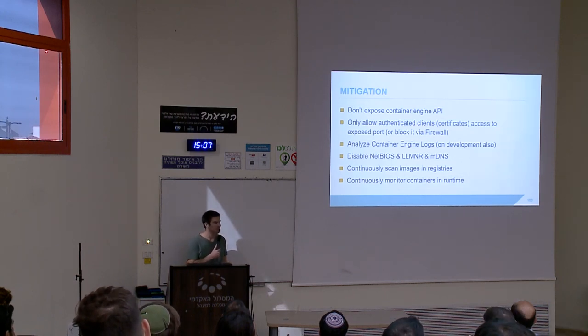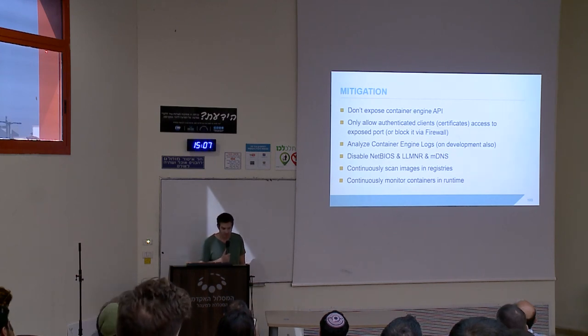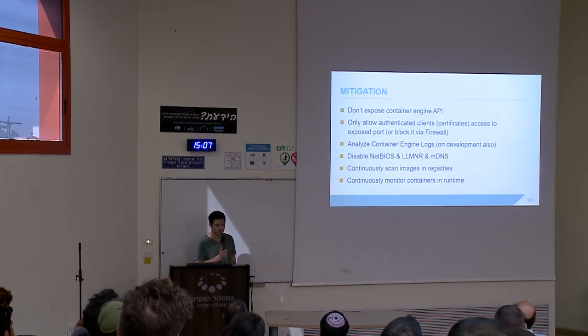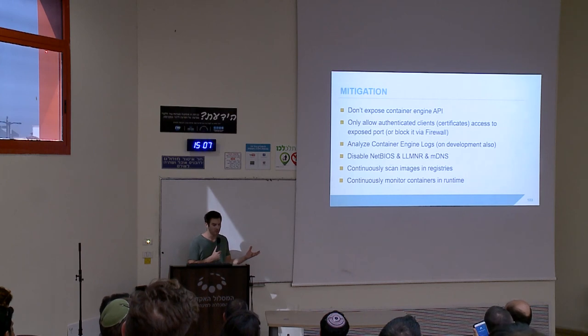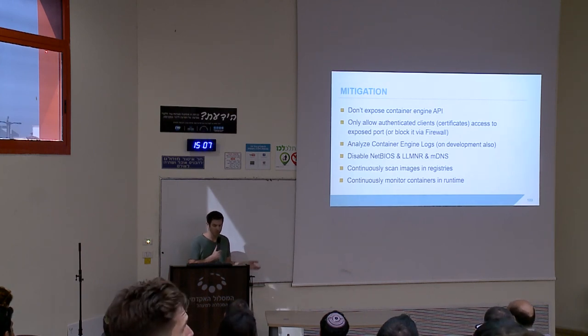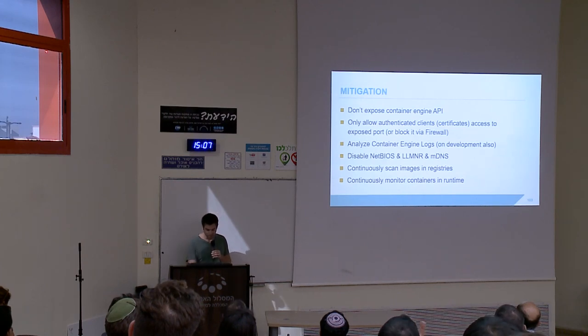And if you're not using NetBIOS or LLMNR or mDNS, just disable them over your host. Make sure they don't appear in your network. And finally, you never know how you're going to be attacked. So always scan your registry, scan your images, and always monitor your containers in runtime.